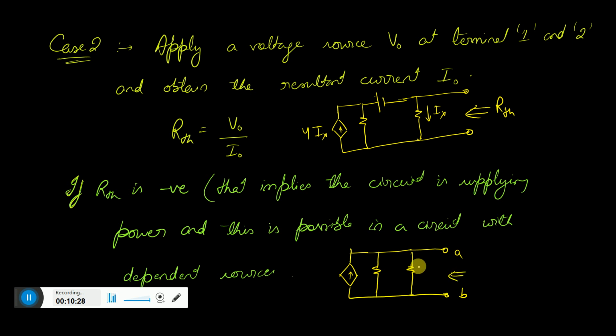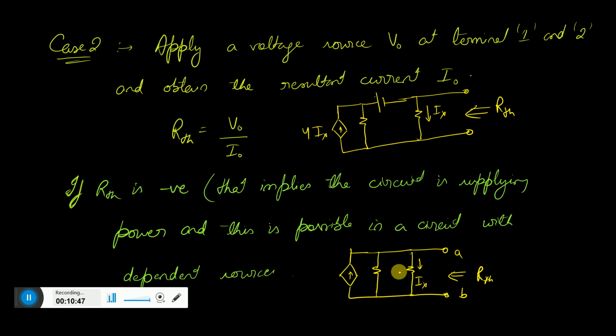So here you have got Ix. Now the question arises, how do you find the value of RTH? Because all the resistances are not there. It's not like all the resistances are there. There is a resistance as well as a current source.